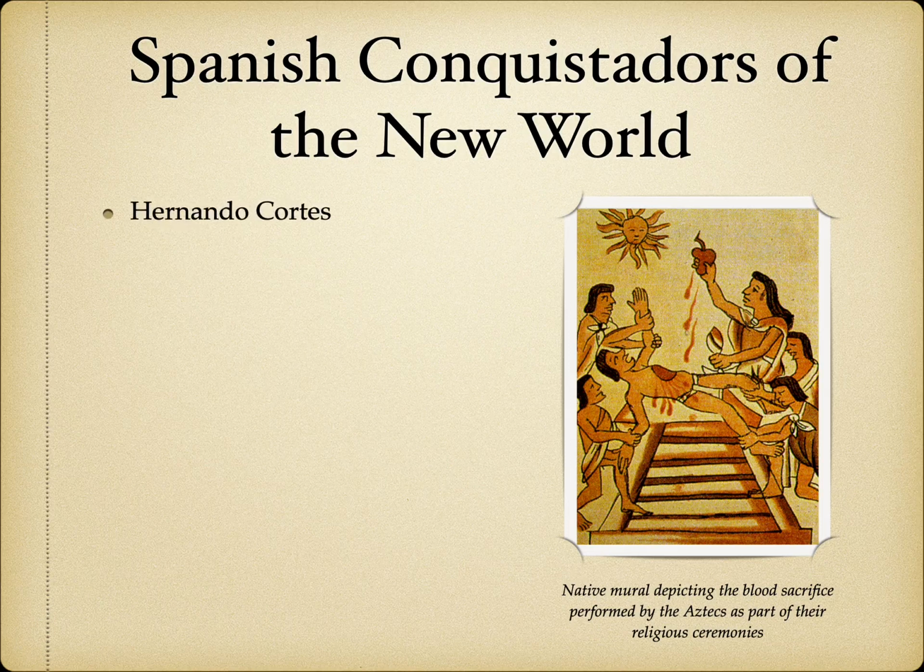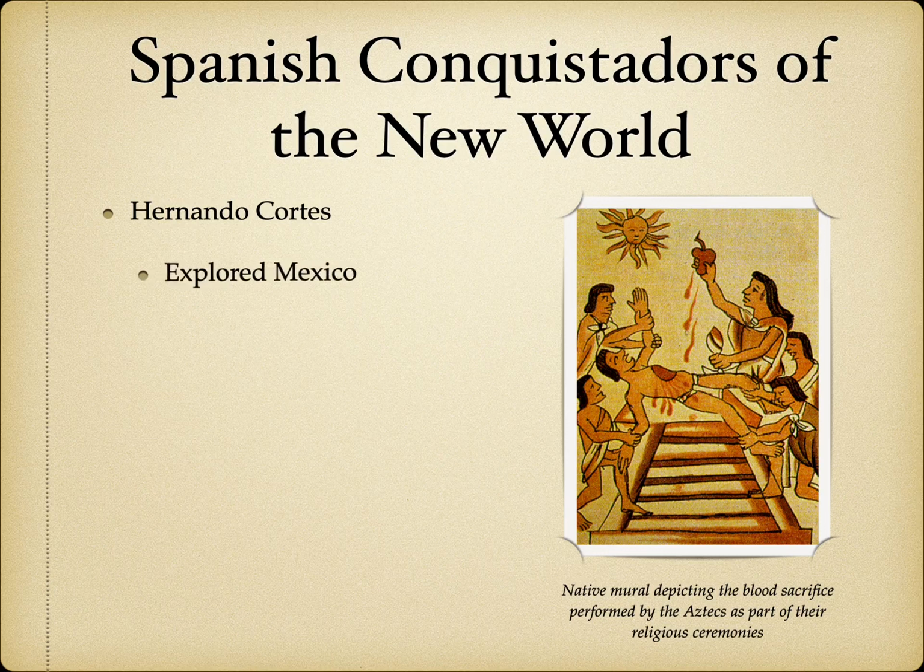So the first guy we're going to talk about is Hernando Cortez. You will see his name spelled various ways. You'll see Hernando, you'll see Hernan. You'll see Cortez with an S at the end, you'll see Cortez with a Z at the end. So there's 4 different ways you can spell it, but it's all the same guy, okay?